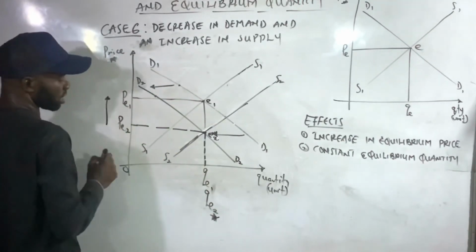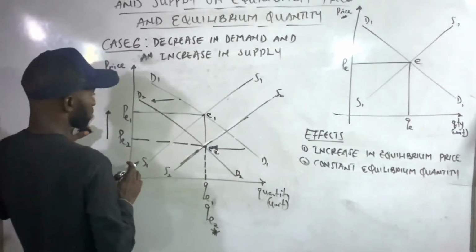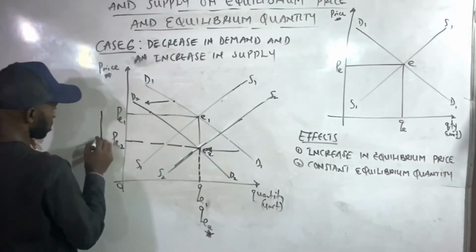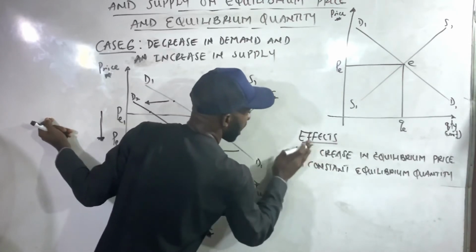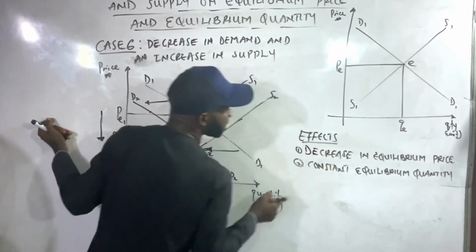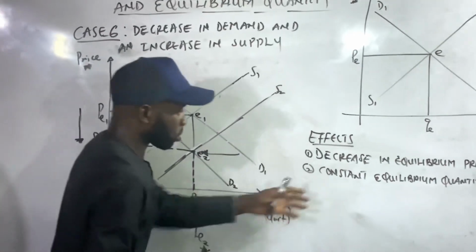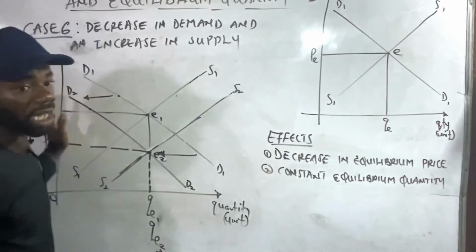Knowing that this increased and this remained constant, we move to the effect. Effect number 1. Sorry, this is a decrease. Effect number 1. We have a decrease in equilibrium price and then a constant equilibrium quantity. So no big difference. It changes at this point, and the answer is correct.